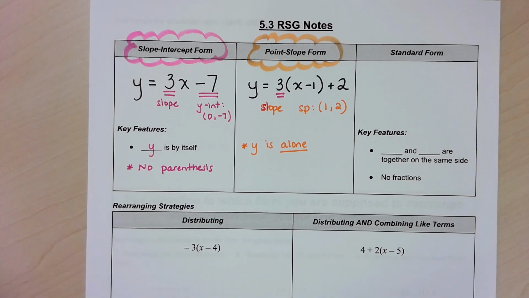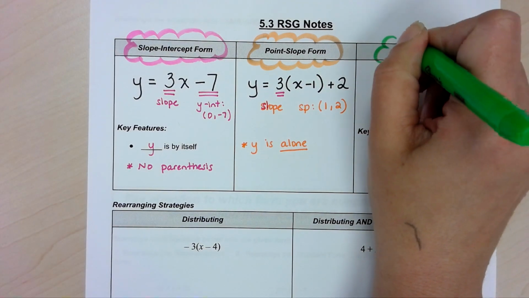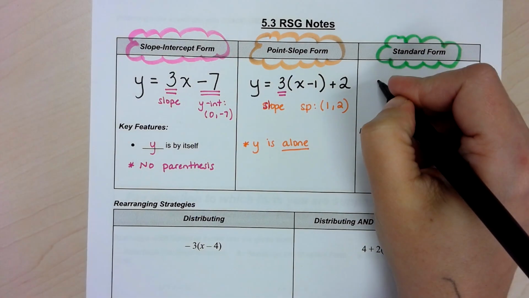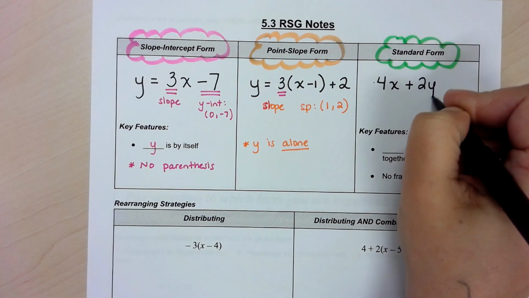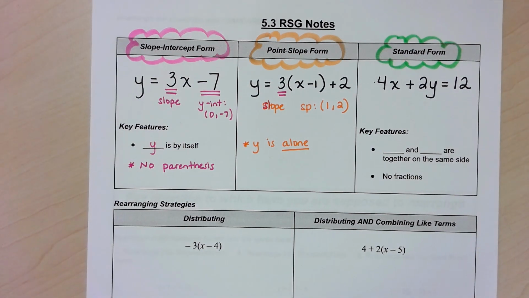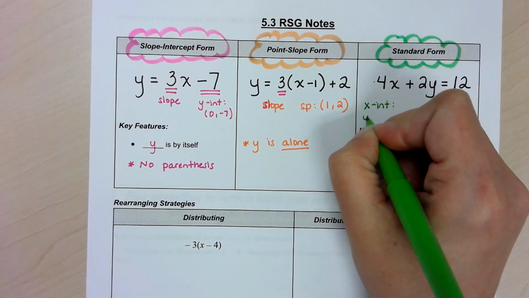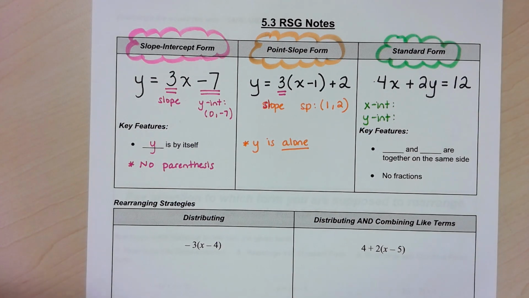Finally, we've been learning about standard form. Now, the standard form of an equation of a line is an example of an equation of a line that looks like this. In standard form, we don't usually find the slope and the y-intercept. The key features are usually the x-intercept and the y-intercept. So we learned about using the cover-up method.